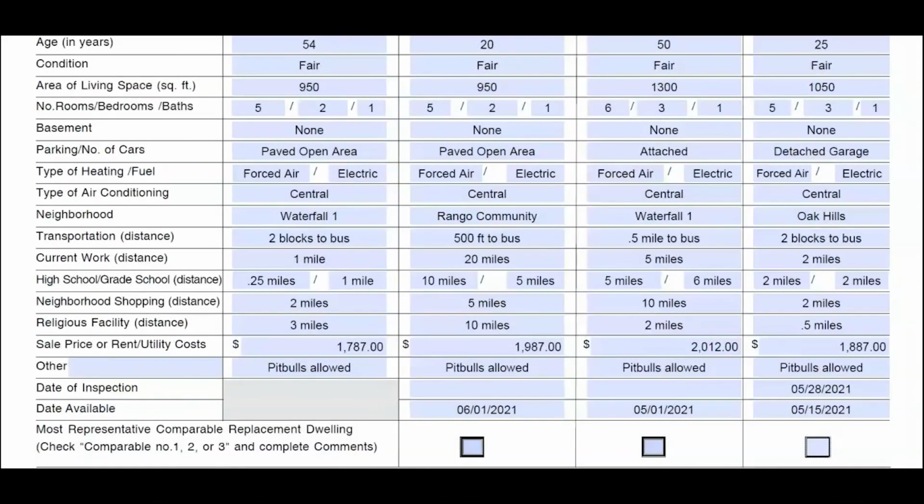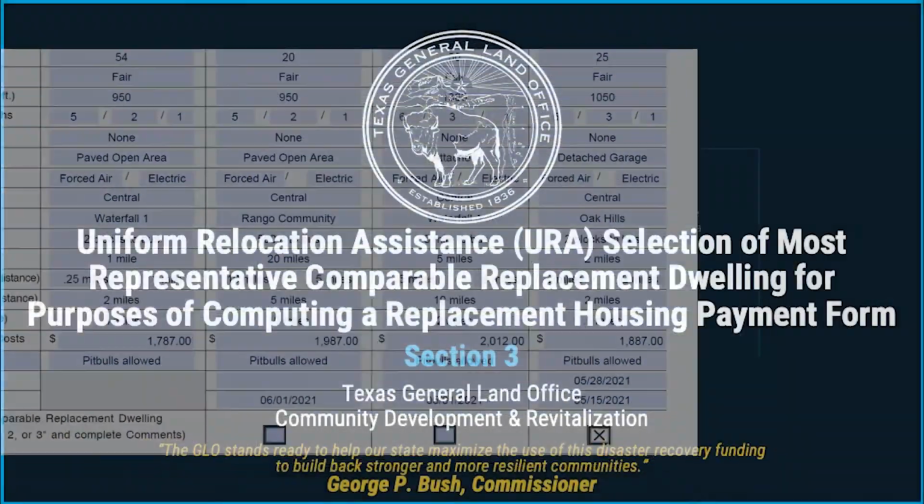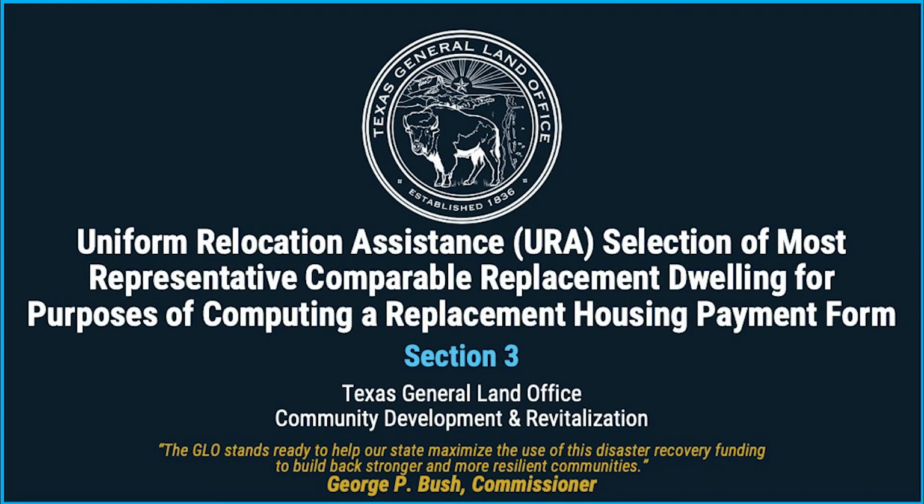Subrecipients will use the comparable dwellings and most comparable dwelling to complete and send the Notice of Eligibility for URA Relocation Assistance Residential Tenant Letter. See the instructional video on the Notice of Eligibility for URA Relocation Assistance Residential Tenant Form for more information. Section 3 is for comments to the form and process.